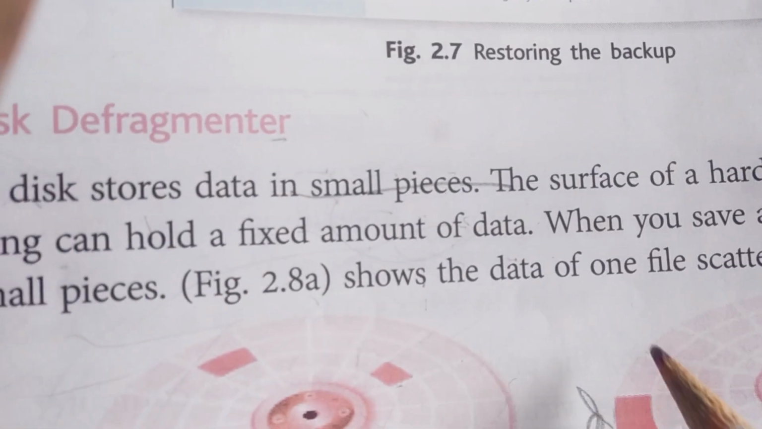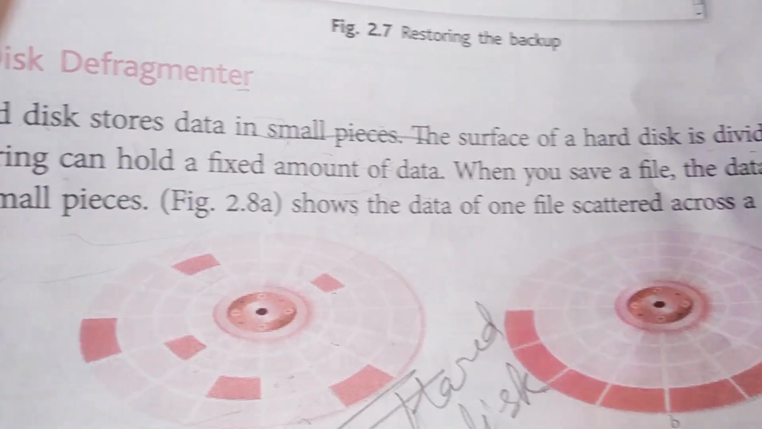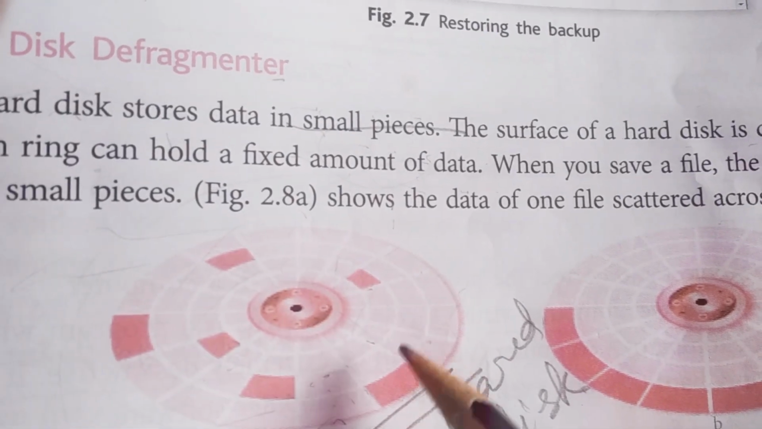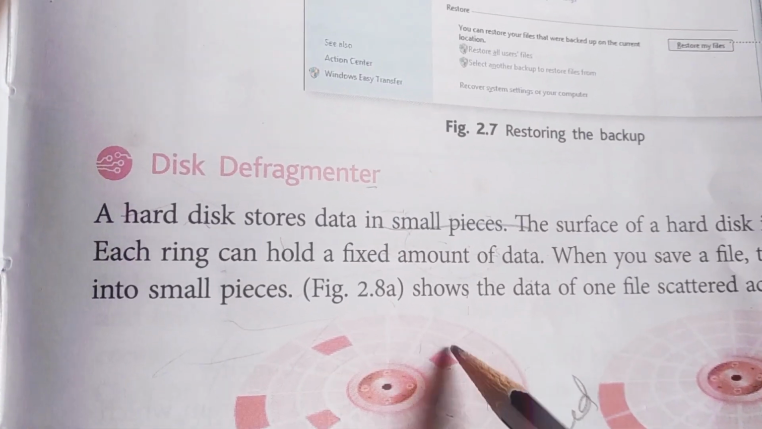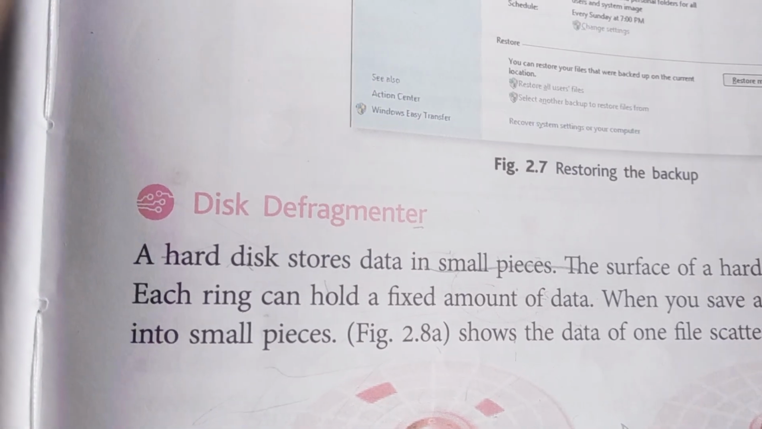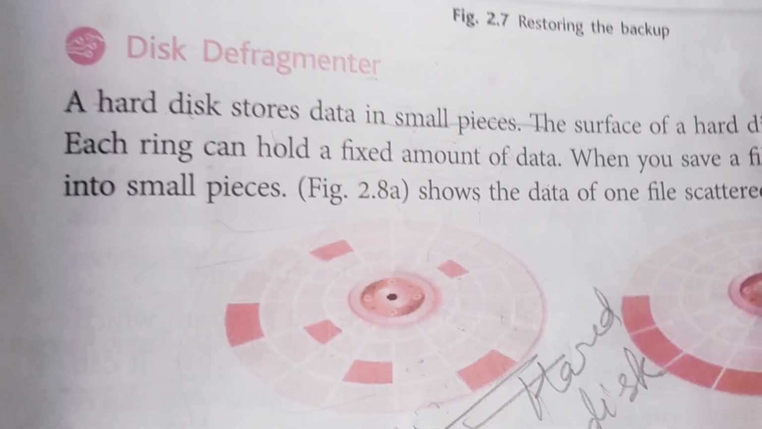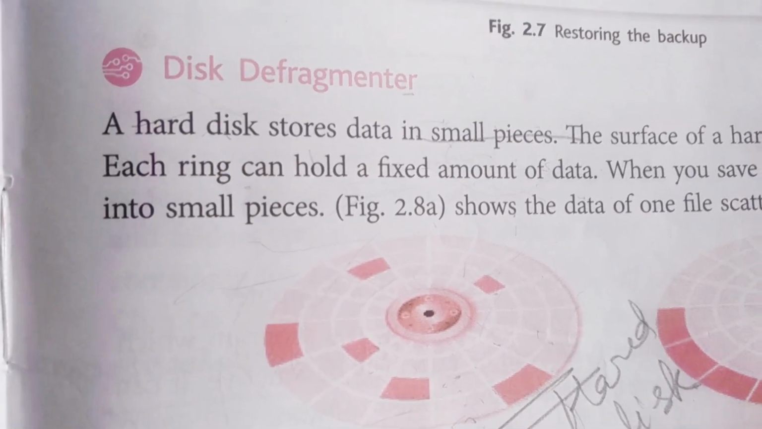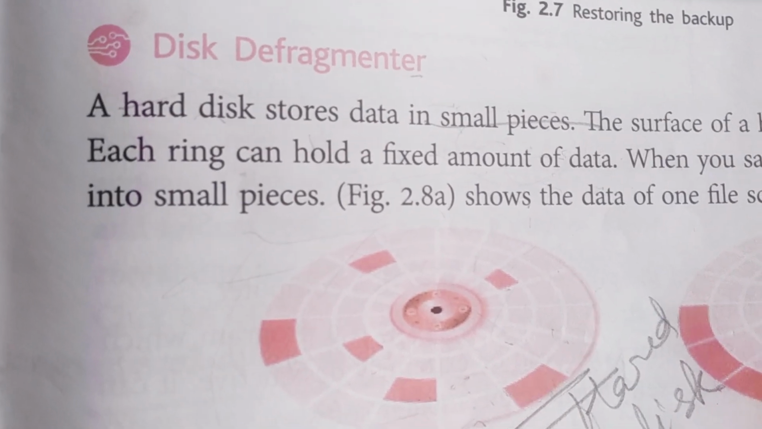Now children, this shows the data when the file is scattered across the hard disk. As you create or save more files, their data also gets scattered on the disk and the disk gets filled up. So the scattering of files slows down the processing speed of the computer.